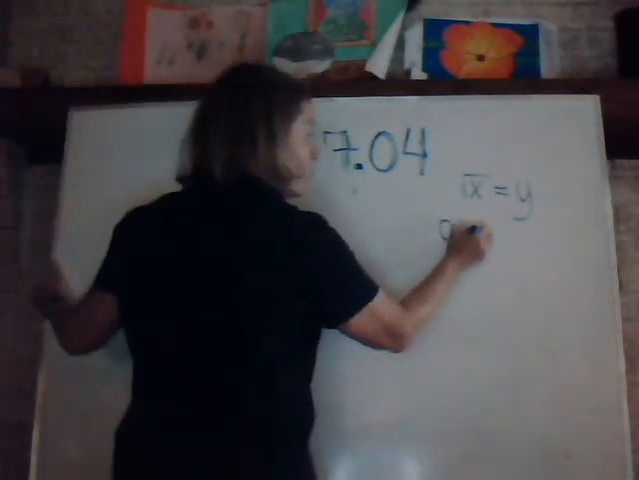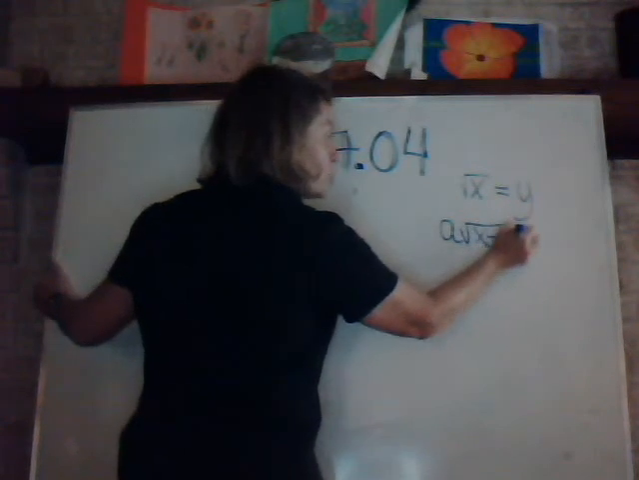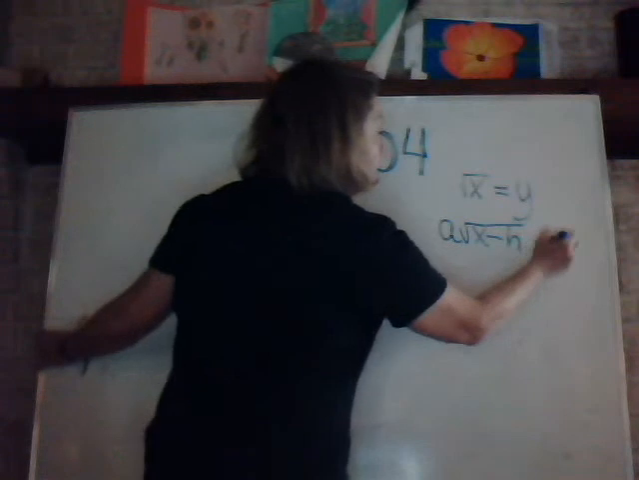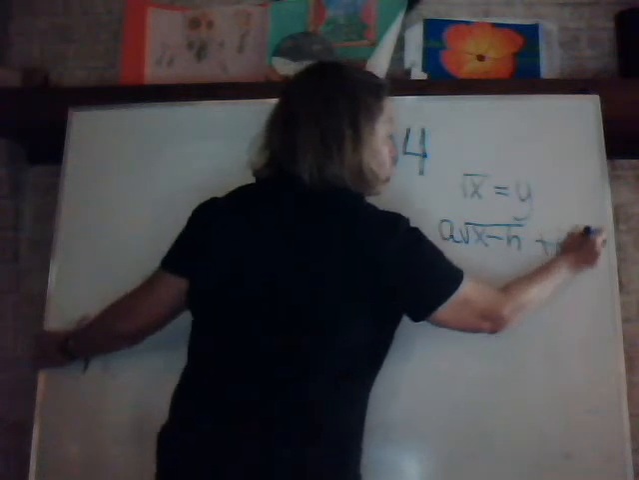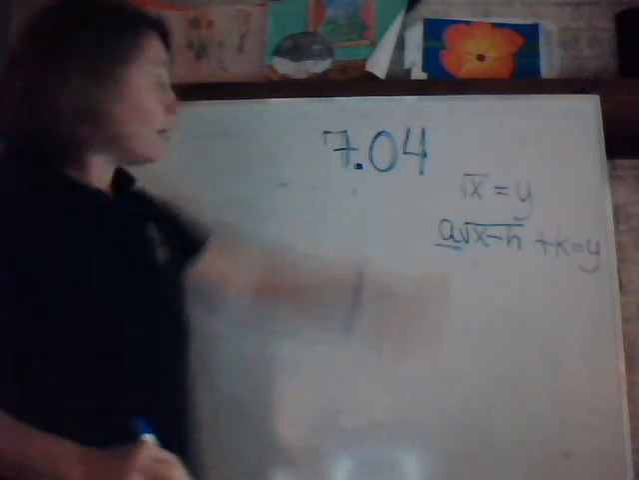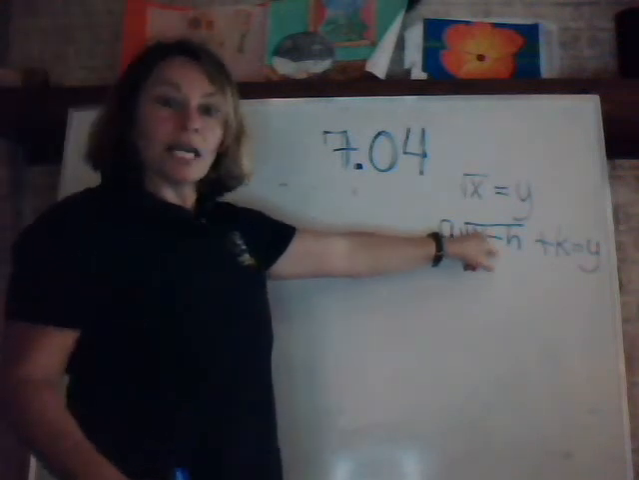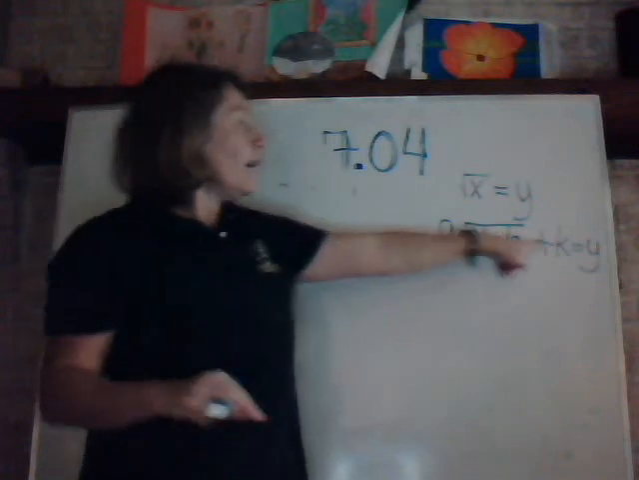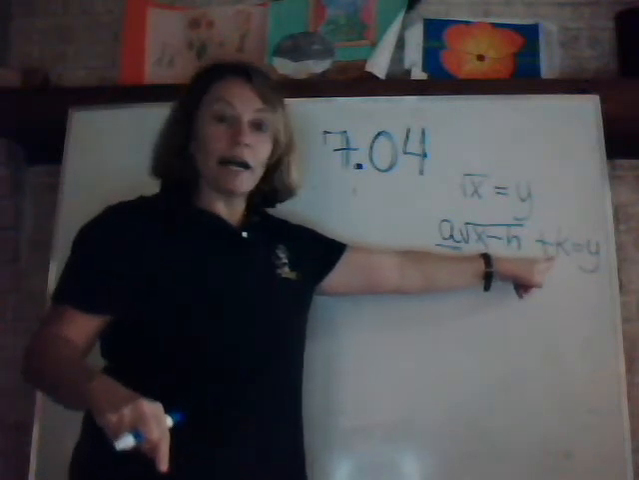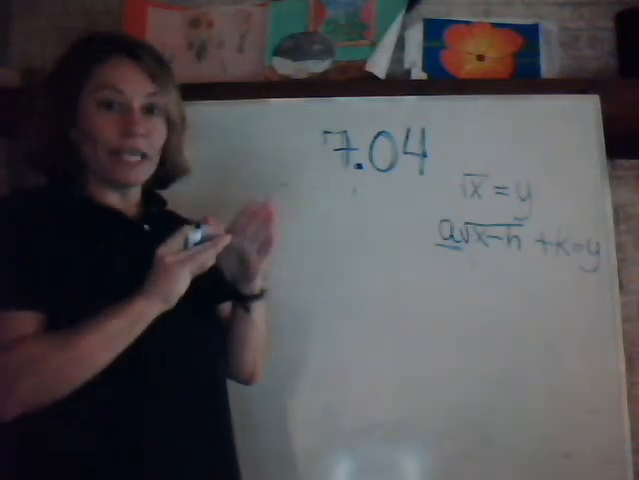y equals a times the square root of x minus h, and notice the h is under the radical, plus k is equal to our function. So a is the coefficient in front of the square root. h is what's added and subtracted under the square root, and k is the constant that's outside of the radical. Now, we've talked about what A, H, and K do.